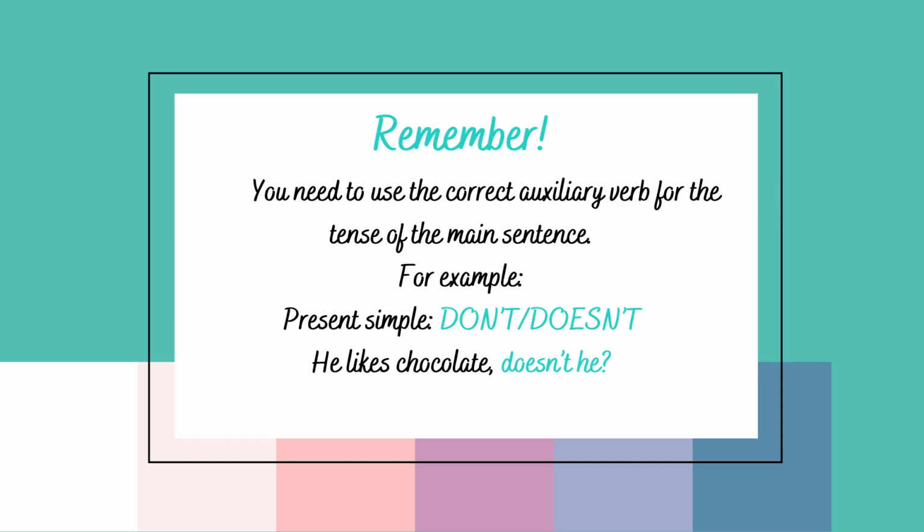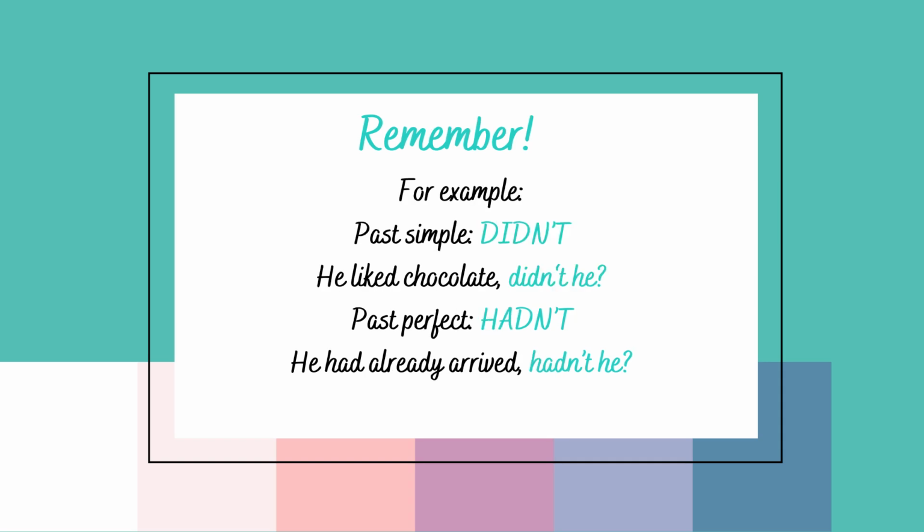So remember that you need to use the correct auxiliary verb for the tense of the main sentence. For example, if it's present simple, the negative is don't or doesn't. So, he likes chocolate, doesn't he? For past simple, we would use didn't. He liked chocolate, didn't he? And for past perfect, we would use hadn't. He had already arrived, hadn't he? These are just some examples, but we can use question tags with all the tenses.